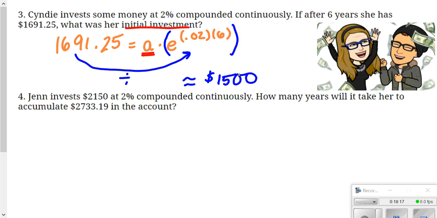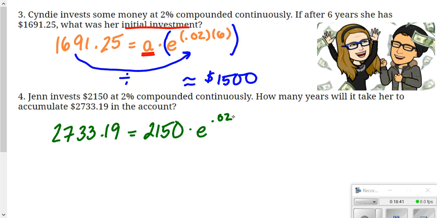Okay. Question 4, I definitely want to walk through, because this is solving for a different position in our equation. So here it says we want Jen to accumulate money up to this value. Okay, so that's what she has eventually. She starts out with $2,150, and she has this 2% that's given, and we are wondering how many years. So we're solving for, I'm going to use a T because I do think that helps my brain remember that that's time. So in solving this, I'm going to divide by 2150.